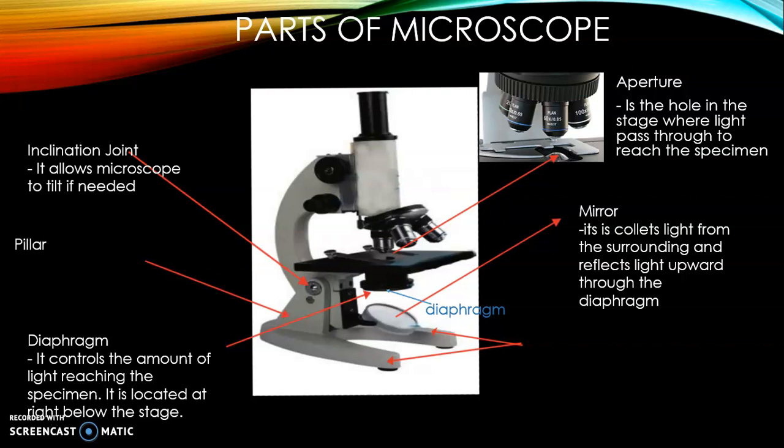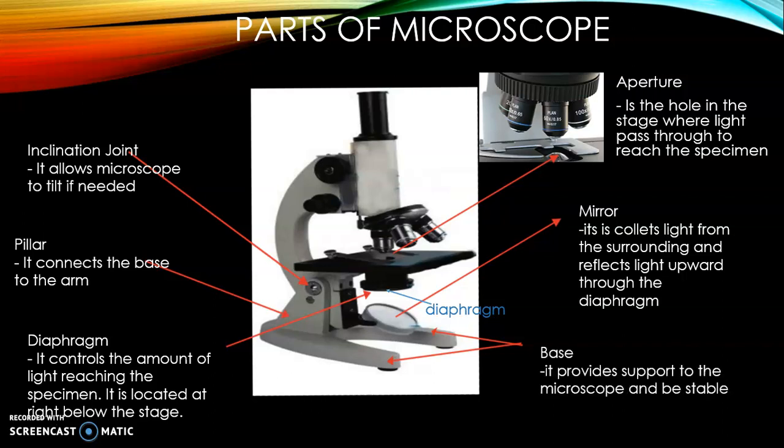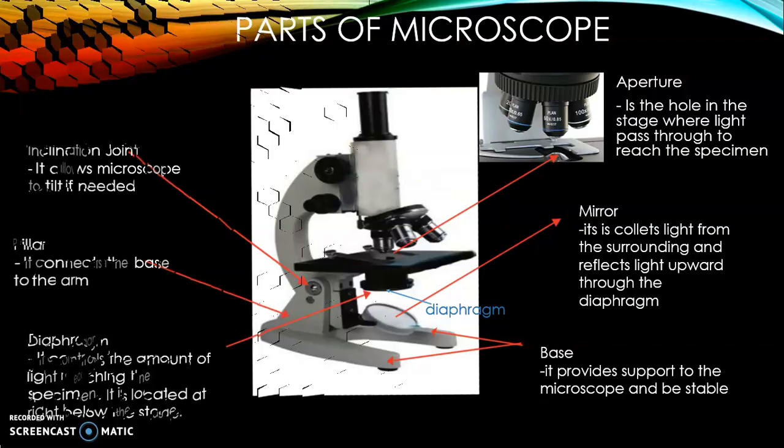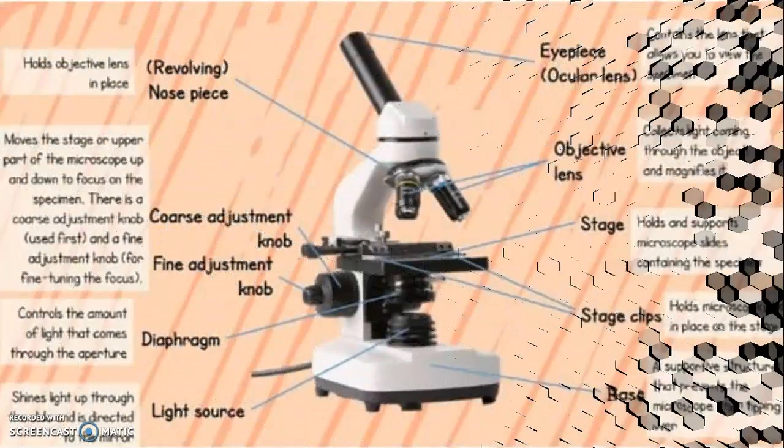And next is the pillar. The pillar connects the base to the arm. And lastly, the base. The base provides support to the microscope and keeps it stable.